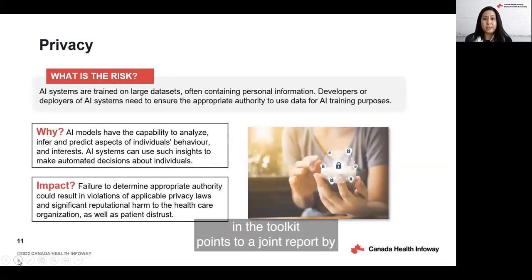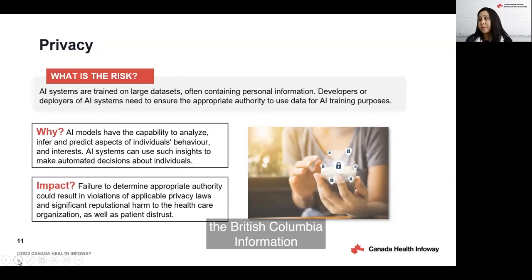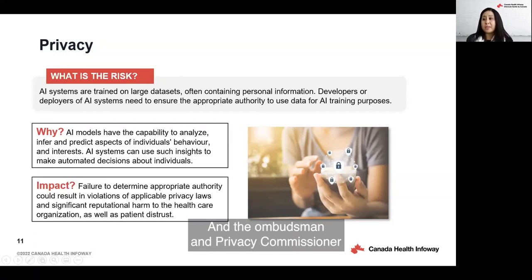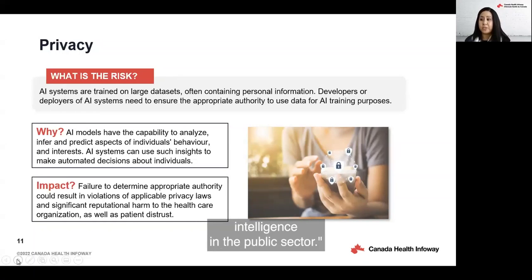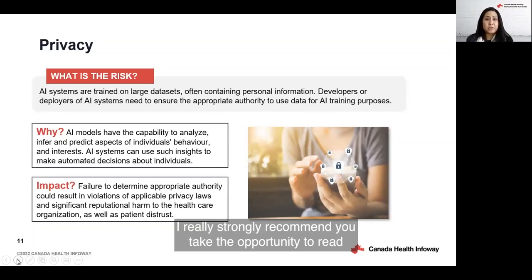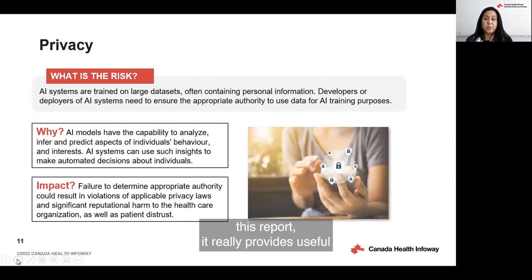One of the references in the toolkit points to a joint report by the British Columbia Information and Privacy Commissioner and the British Columbia Ombudsperson, and the Ombudsman and Privacy Commissioner of Yukon, published a report titled "Getting Ahead of the Curve: Meeting the Challenges to Privacy and Fairness Arising from the Use of Artificial Intelligence in the Public Sector." I really strongly recommend you take the opportunity to read this report. It really provides useful information in terms of understanding how to address what some of these privacy risks are and potential solutions.